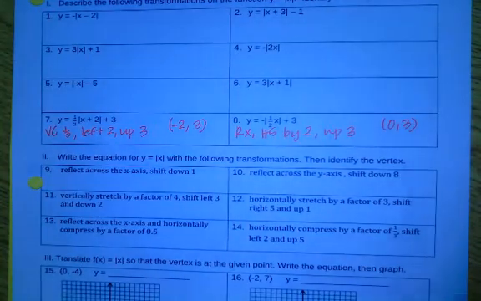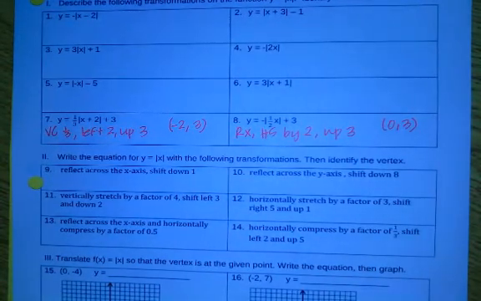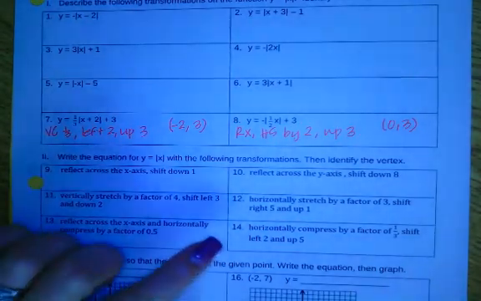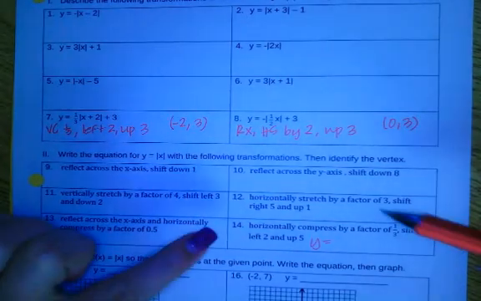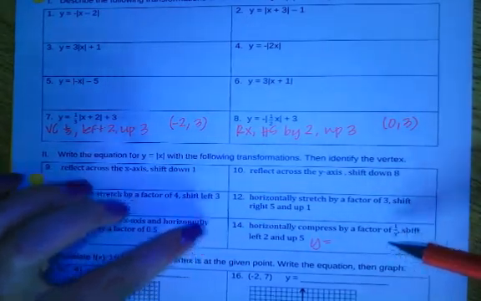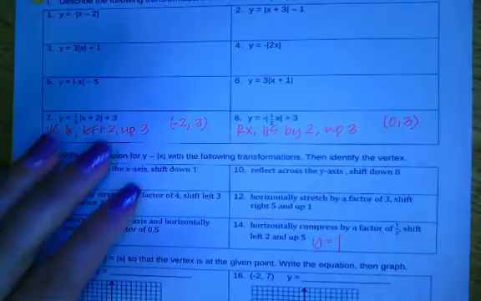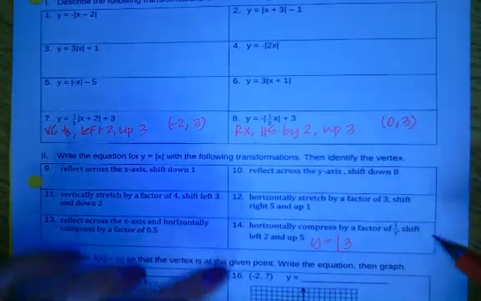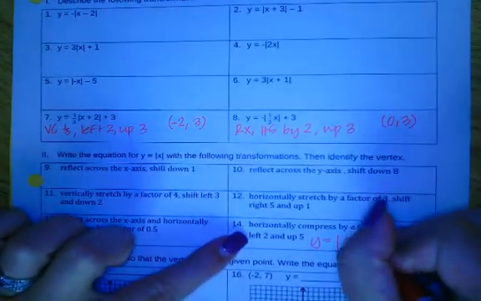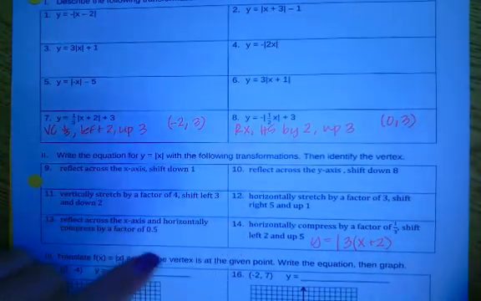Okay, let's do 14. Awesome. What's it going to look like? Y equals what? Horizontally compressed by a factor of 1/3. Is that going inside my absolute value bars or outside? Inside. What is it going to look like? 3x. Okay, we also have to shift left 2, so I need to put this in parentheses. Plus 2. Is my up 5 going inside or outside my bars? Outside.